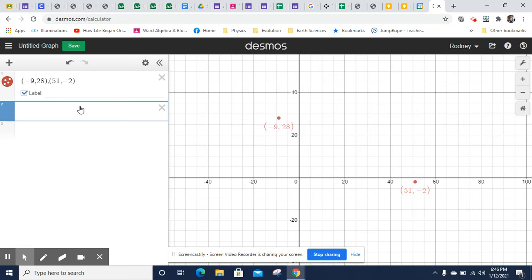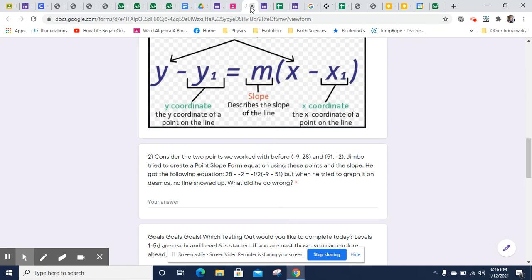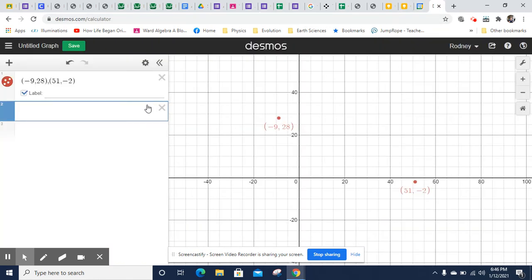And so what he did was, let's go here. He did this equation, 28 minus negative 2 equals negative 1/2 times negative 9 minus 51. Okay, and what did he do wrong? No line shows up going on between these. It seems he's got everything in place.